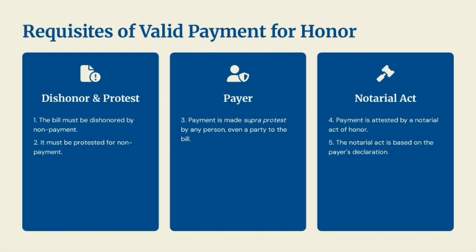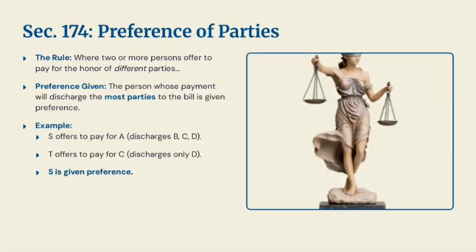Dishonored and protested: the bill must be dishonored by non-payment. It must be protested for non-payment. Payer: payment is made supra protest by any person, even a party to the bill. Notarial act: number 4, payment is attested by notarial act of honor. And number 5, the notarial act is based on the payer's declaration.